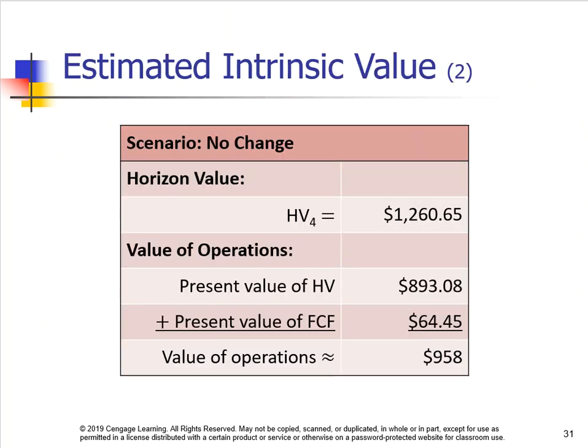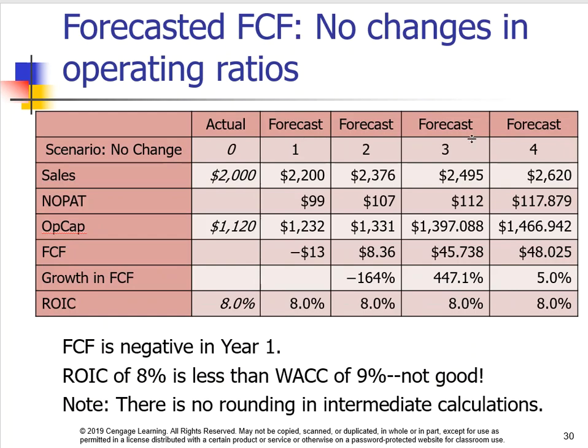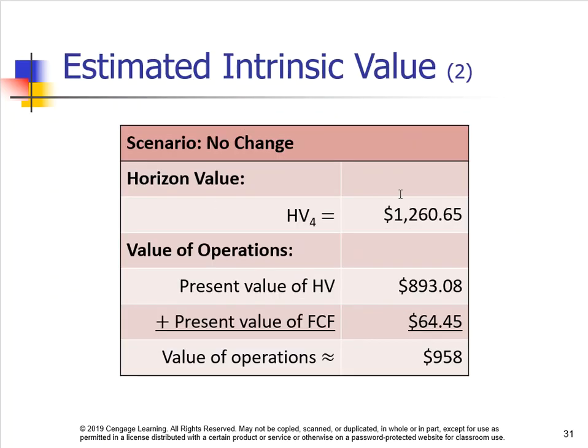So the horizon value at time 4 is going to be equal to this last free cash flow of 48.025 times 1 plus 5%, divided by WACC minus g. And that's going to give us a horizon value of 1,260,000. Okay, that's at time 4.